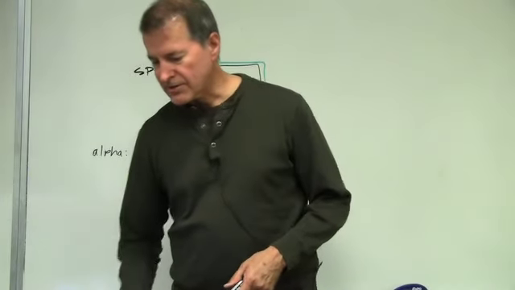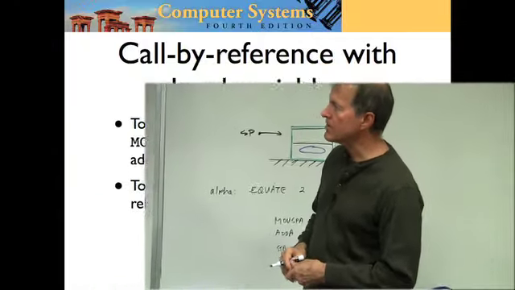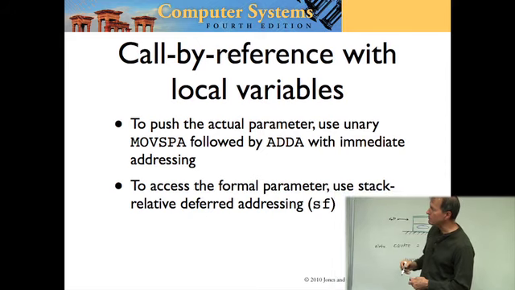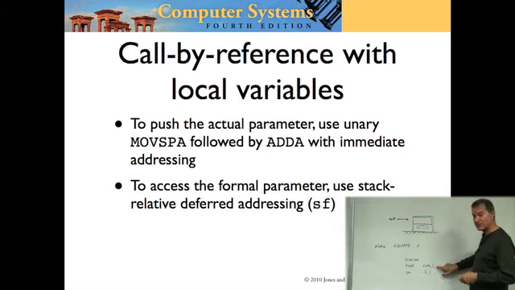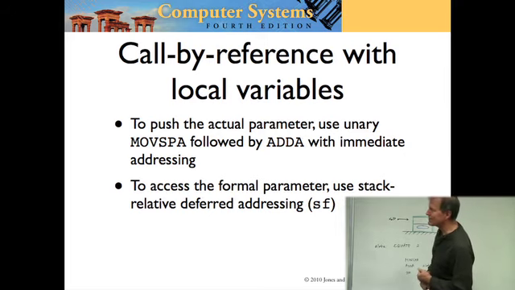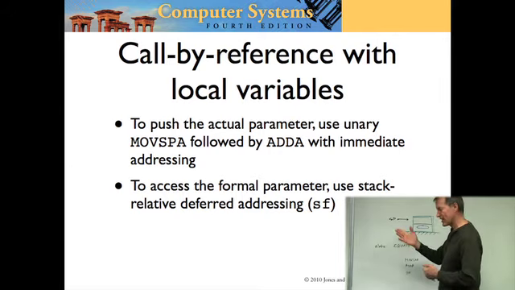Okay, so here is the recipe, summarized by this call by reference with local variables. To push the actual parameter, you use the unary move stack pointer to accumulator, move SPA, followed by add accumulator with immediate addressing. So we just figured that out. And then to access the formal parameter, you use stack relative deferred just like before.